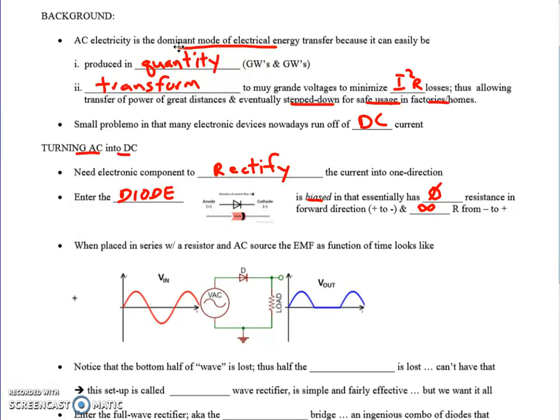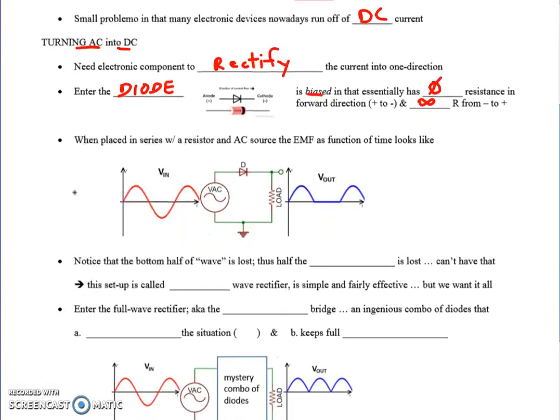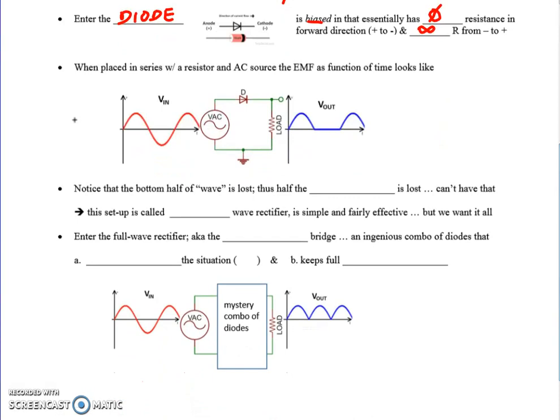Okay, so how can we use it? Well, you simply place it in series with a load when you have an AC. So if I have AC input where I have my voltage changing with time, where I have positive and then negative at some frequency, when we have it run through the diode, okay, it can only go in one direction during this part of the cycle or this part of the cycle.